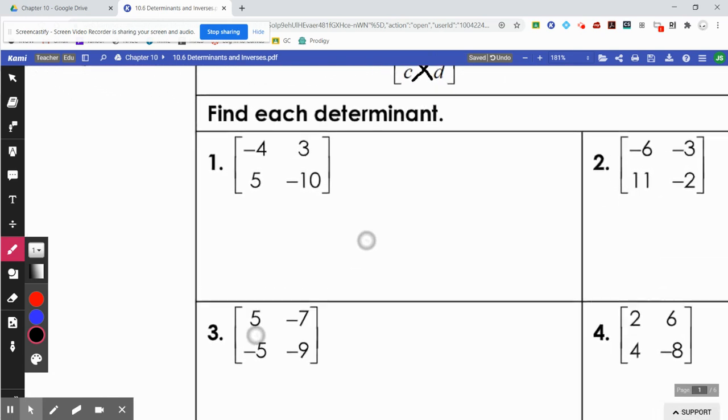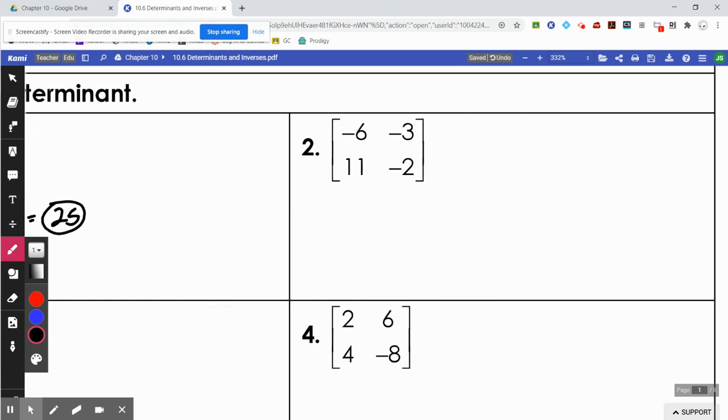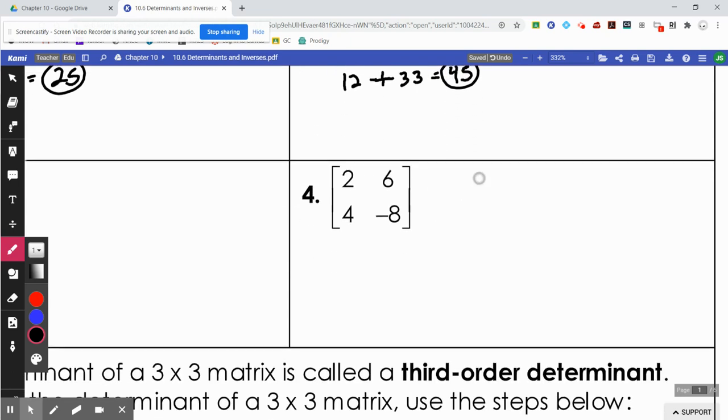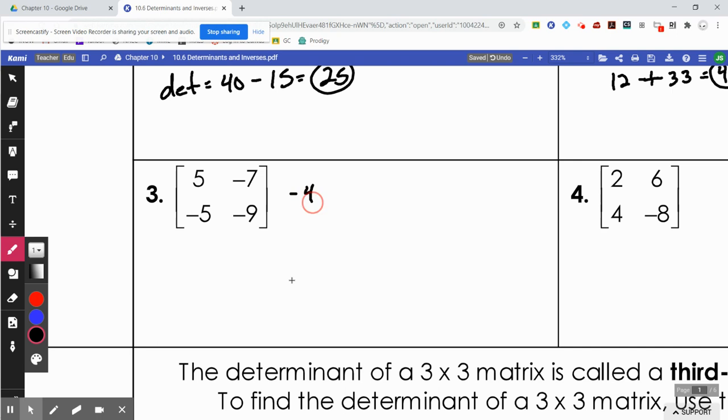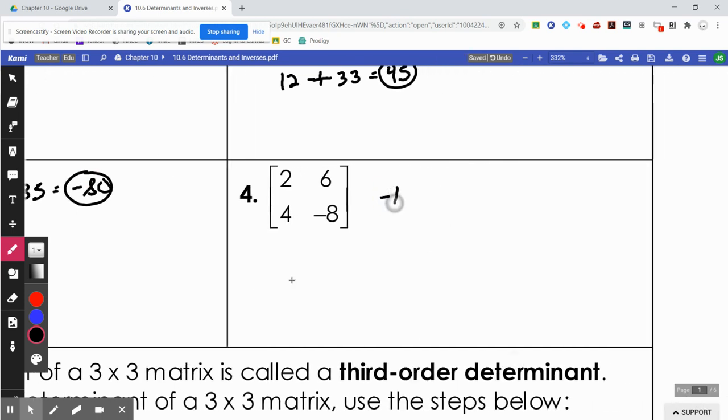So let's go ahead and find some determinants. Again, the determinant of the matrix is equal to down, -4 times -10 is 40, minus up, 5 times 3 is 15. The determinant is 25. The determinant here, down, is 12, minus up is a -33, minus minus is a plus, that gives you 45 for a determinant. Number 3, down is -45, minus up is +35. That will give you a -80 is the determinant. And number 4, down is -16, minus up is 24. That gives you a determinant of -40.